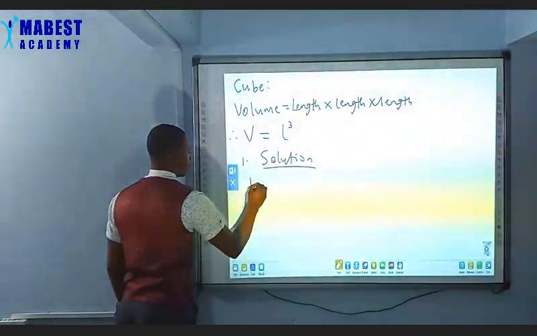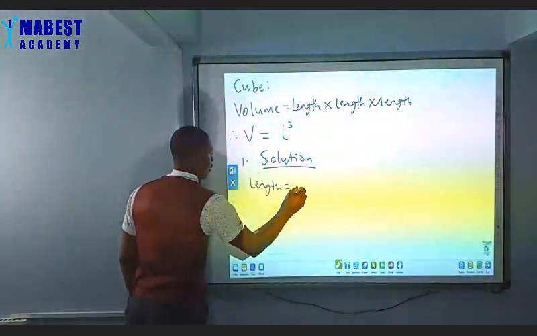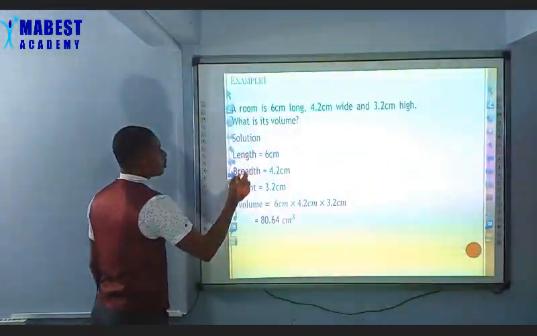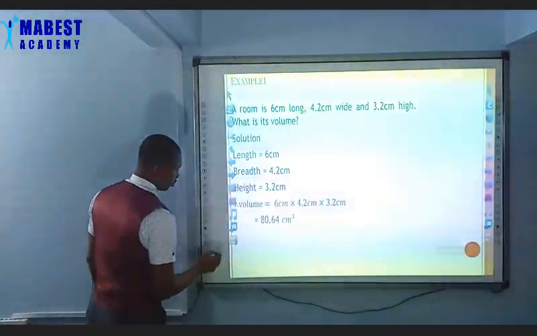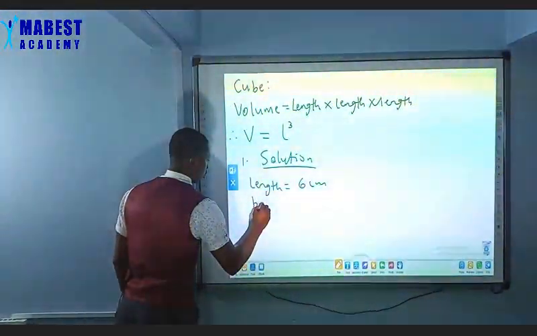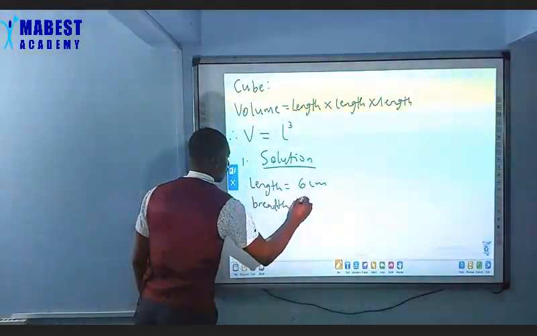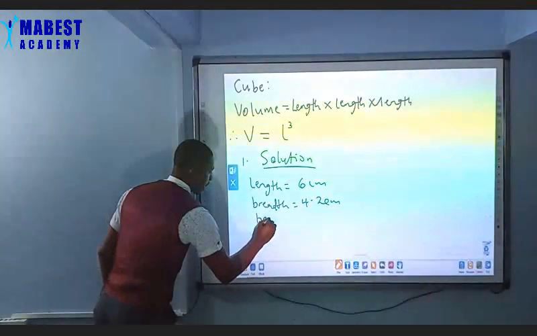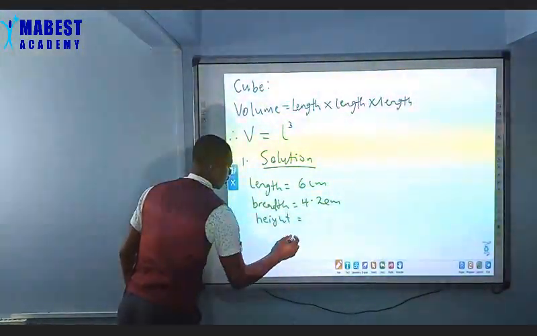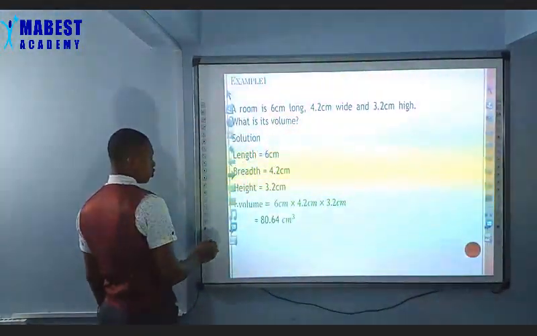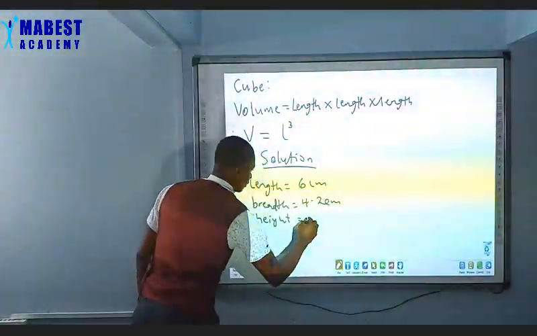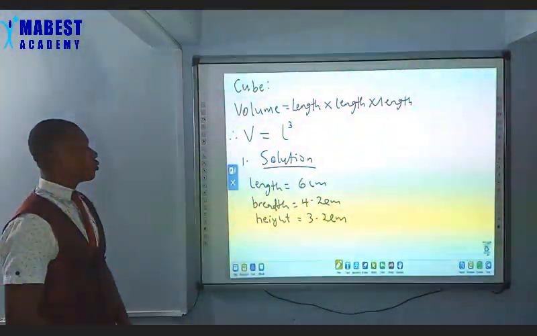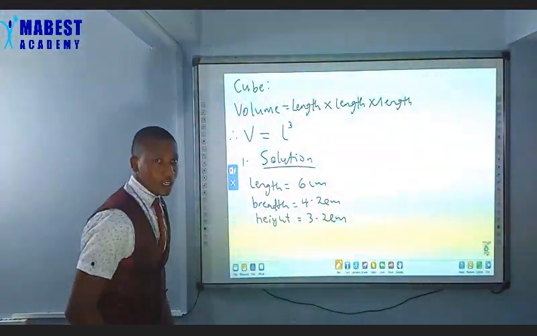It says the length equals 6 centimeters. The breadth is 4.2, which is called width, 4.2 centimeters. And the height is 3.2 centimeters. So from this, it means we have the length, the breadth, and the height.